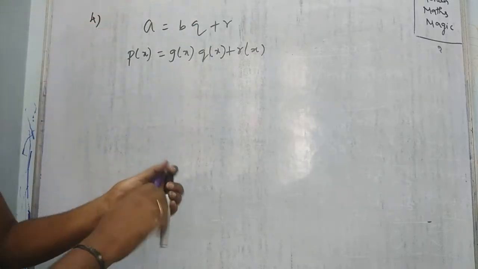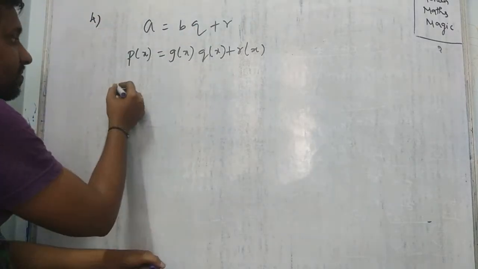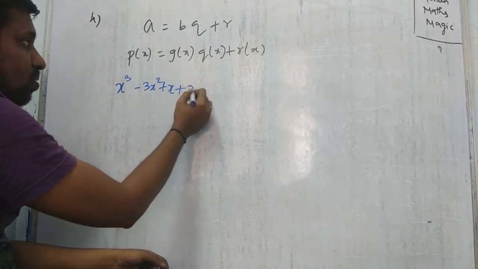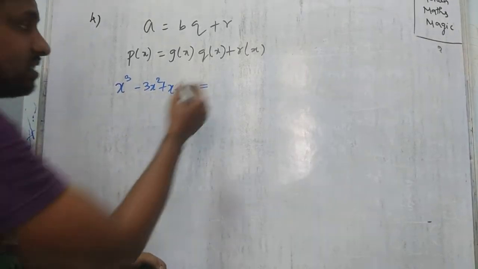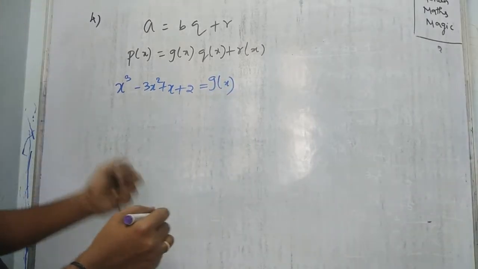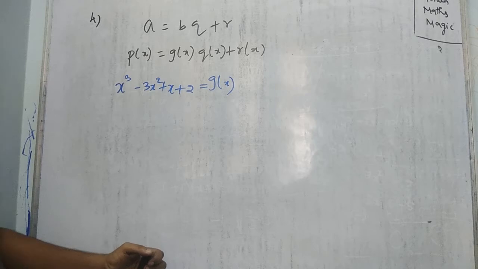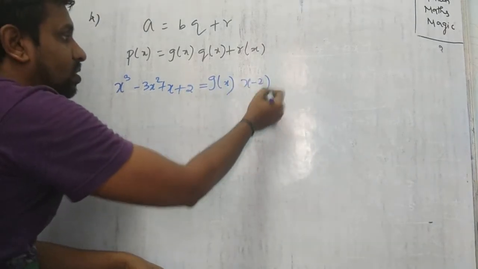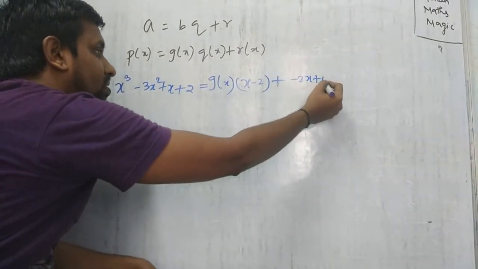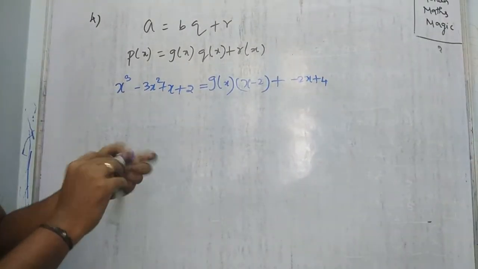Now they have given these in the question. p of x is x cube minus 3x square plus x plus 2. They have not given g of x, that is, the divisor. The quotient given is x minus 2, and the remainder is minus 2x plus 4. Now what is the question asking?